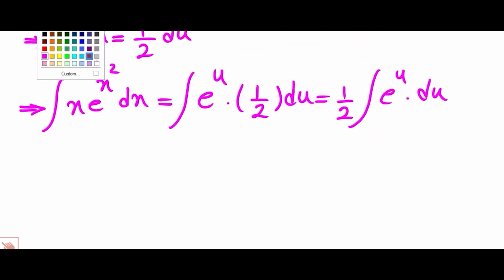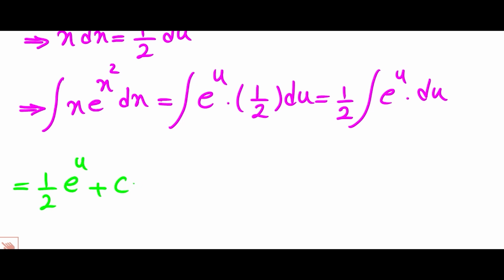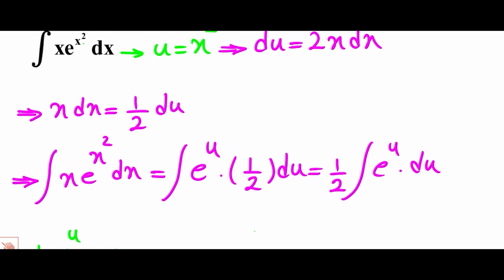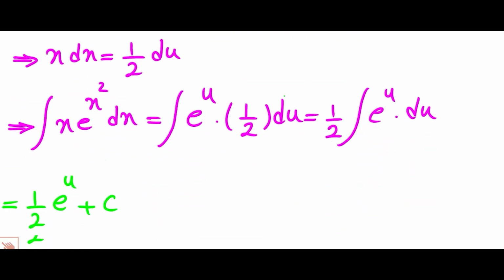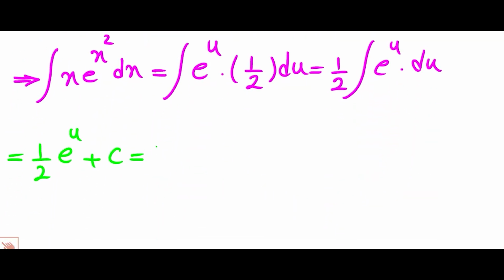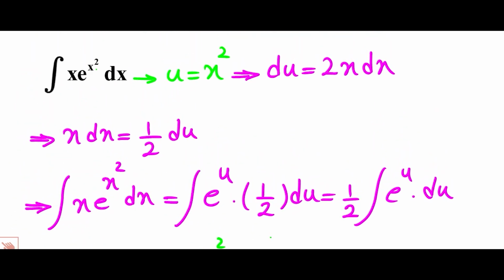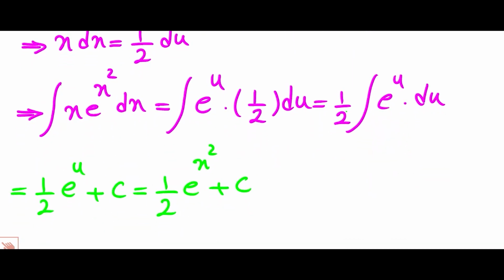And we know that the integral of e to the u with respect to u equals e to the u plus c, and u equals x squared. So we have 1/2 e to the x squared plus c, right? So the integral of x e to the x squared equals 1/2 e to the x squared plus c.